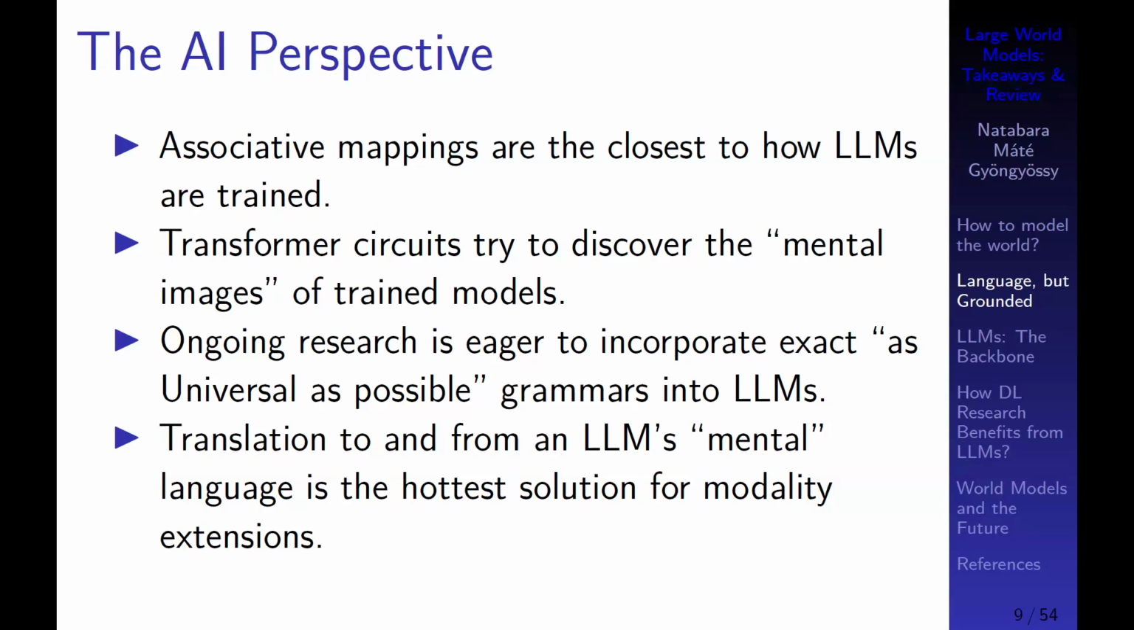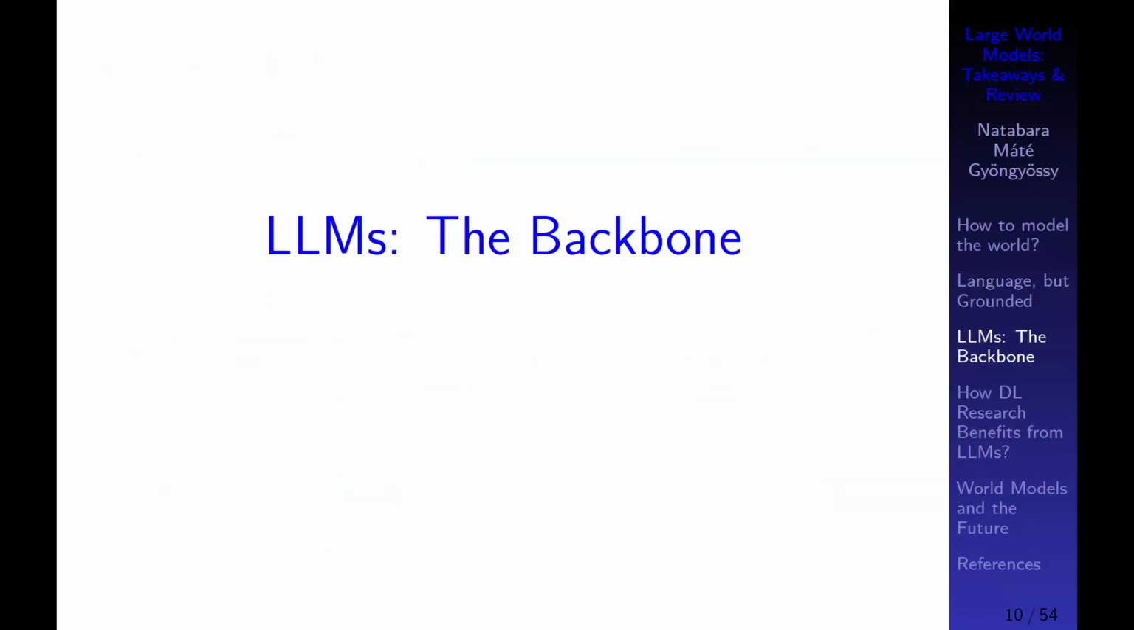If you have seen the posts rising up around the OpenAI scandals of Sam Altman and all the others last year, there was this mysterious project which they denote as Q star. From the interviews, we can assume that this has some connection with proper symbolic reasoning in large language models. That's the holy grail right now. I'm not sure if this is achievable at all. And translation to and from large language models, already existing mental language, is one of the hottest solutions for extending a large language model with different modalities. So these principles are all used in our AI systems.